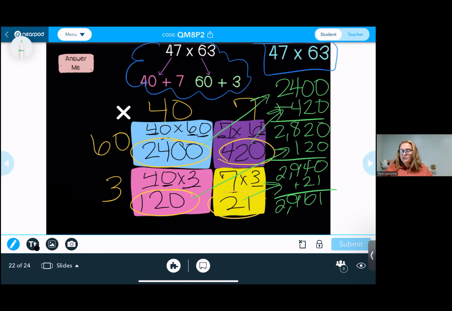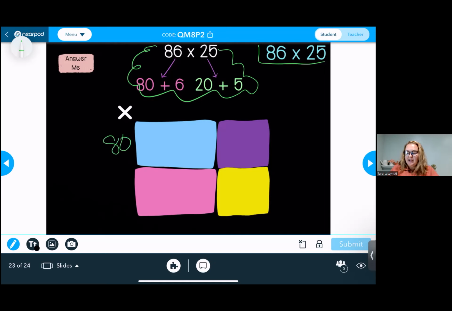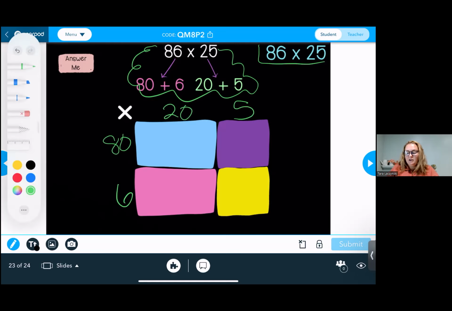All right, sweet faces, let's look at 2 more examples. Again, this is my problem, 86 times 23, or I'm sorry, 25. This is my problem stretched out. 86 is the same as 80 and 6. 25 is the same as 20 and 5. This time, just to show we can flip them, I'm going to put my first set on the side, and I'm going to put my second set on the top because it doesn't matter which one goes on top and which one goes on the side as long as our pairs are together.